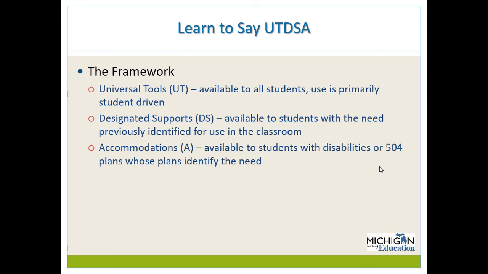And the third tier is what we call accommodations. These are things that are available to students with disabilities or those who have 504 plans whose need for this accommodation is documented on the IEP or 504 plan. Anything that you see that is titled as an accommodation in our M-STEP resources is only going to be available for this group of students.